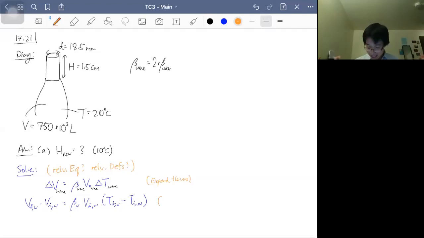No, okay. Yeah, so to handle scary equations, check off things you know. All right, so I know the initial of the wine. That means immediately I'm given this. I know the initial temperature, right? So that's 20 Celsius. The final temperature, 10 Celsius, and beta wine.